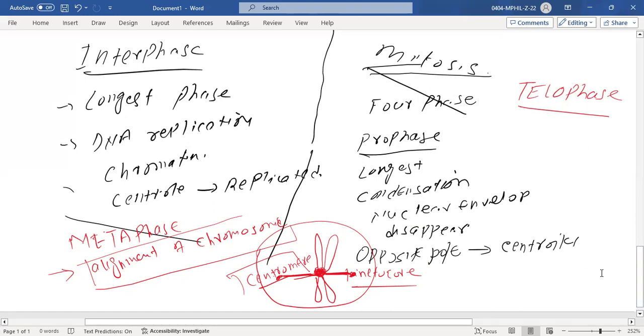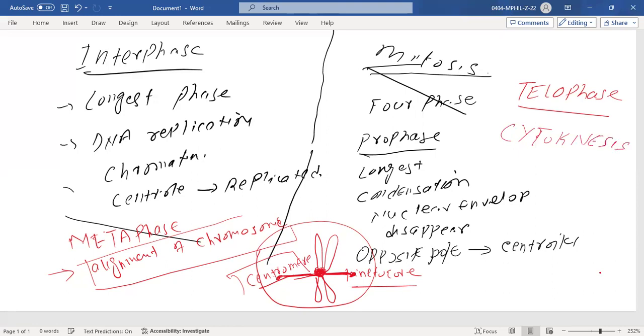Sir, just this all. The cell is completely prepared to divide now, and that is cytokinesis. Cytokinesis. Are you getting this?